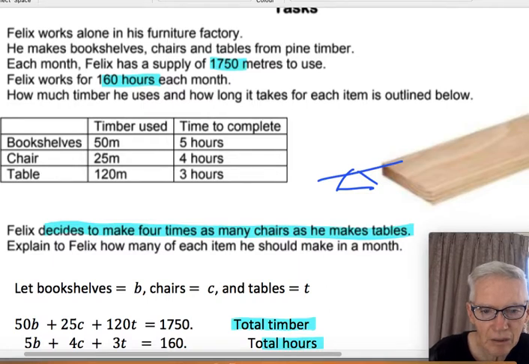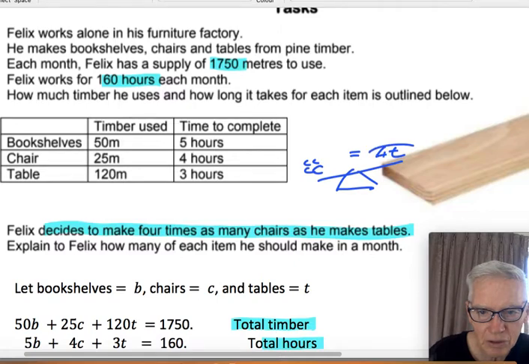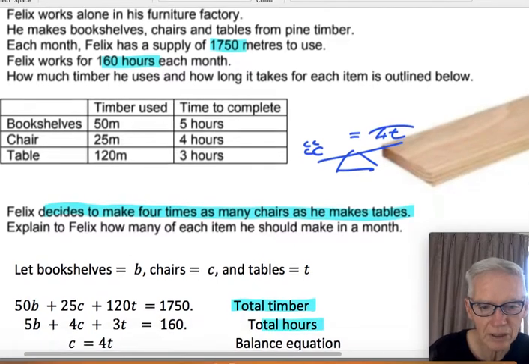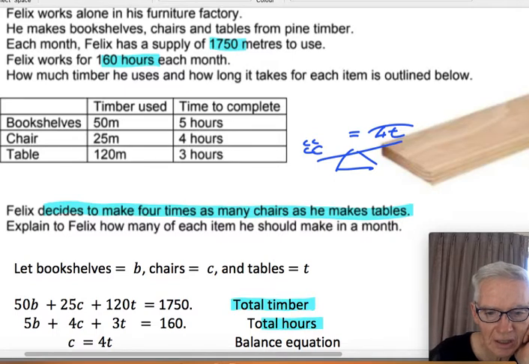And which does he make more of? 4 times as many chairs. So he makes chairs down here, and he makes tables here. To make it equal, which one would I have to multiply by 4? We've already got lots of chairs here, so I'm going to have to multiply this one by 4. So you get C equals 4T. The number of chairs equals 4 times the number of tables. And that's your balance equation.